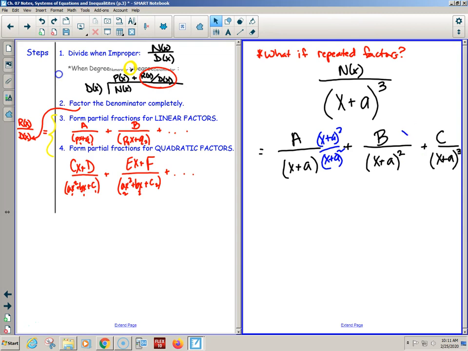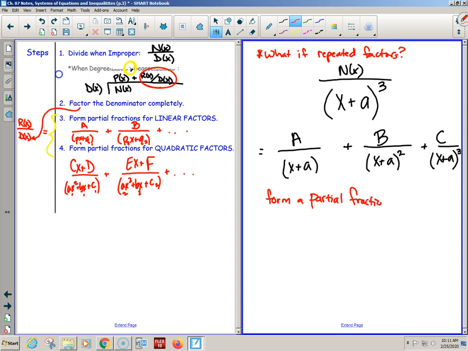So if you have repeated factors, that was just the why. The how is just to form a partial fraction for each possible power. So guys, how many of these would I have? This was to the 10th. Don't worry, it won't be. But how many would I have? If it was to the 10th power instead of cubed.